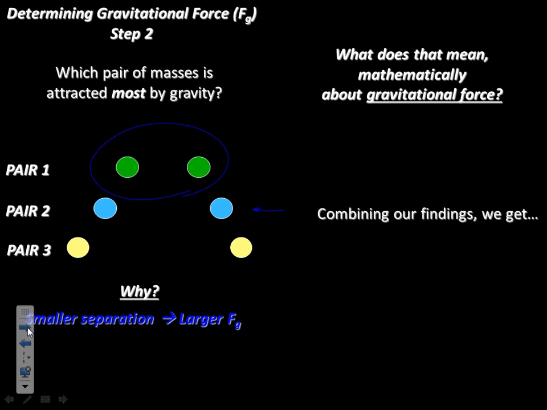That suggests what we call an inverse relationship between gravitational force and separation. We call it R. R is not radius here. It's separation between objects' centers of mass. But it ain't just an inverse. It's actually an inverse square.